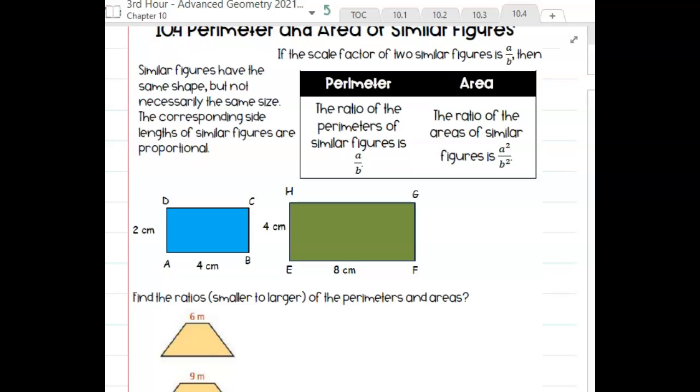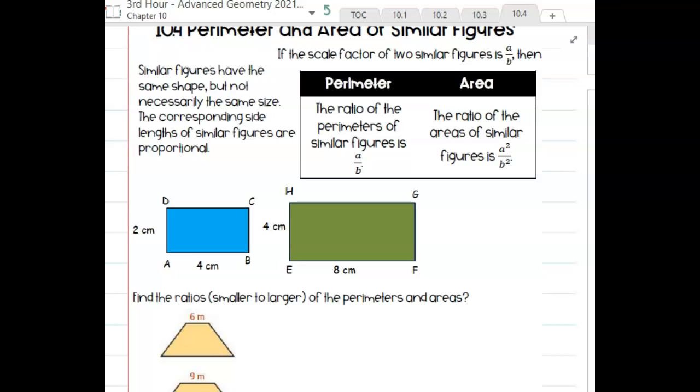And it turns out that if you look at what's called the scale factor, that 2 to 4 reduced down to 1 over 2, okay? That's called the scale factor. So if the scale factor is A over B, whatever it is, so A to B, then the perimeter is also going to be A over B, which makes sense because for perimeter, you're going to add all the sides. And then for this perimeter, you're going to add all the sides. So you're just adding all of these sides that are proportional. So it kind of makes sense that the scale factor and the perimeter are going to be the same proportion.